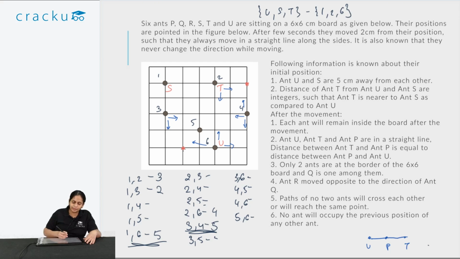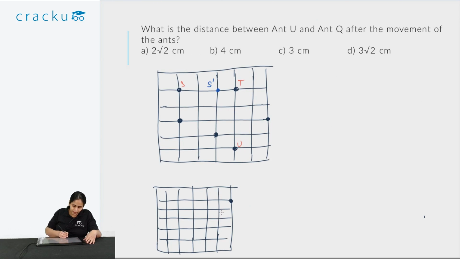Now that means that the midpoint is over here. Who can reach this point? 4 can reach this point. So essentially we get the case that this is T, this is U, this is P. So let me write that down. This is T, this is P, and this is U. Okay, this is the case that I have gotten as for now.